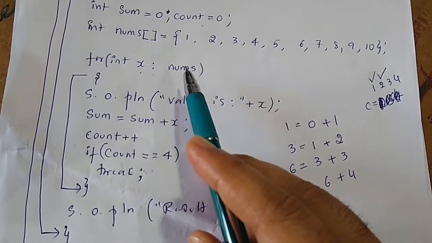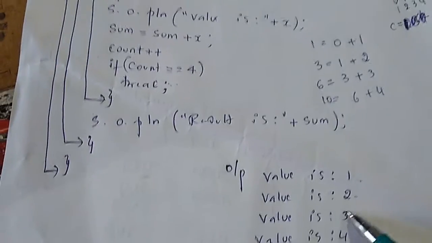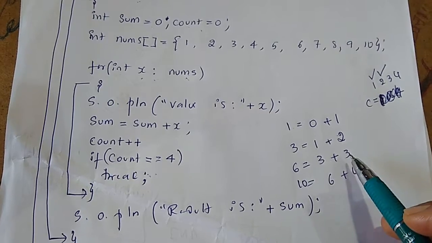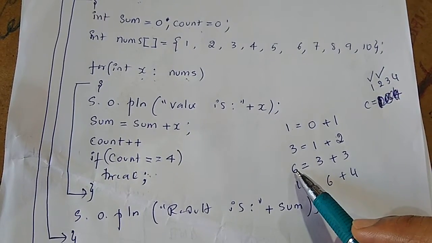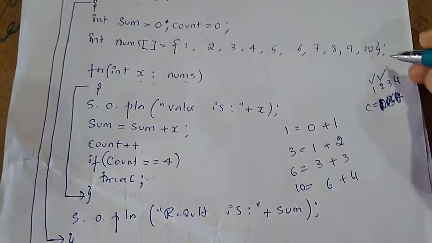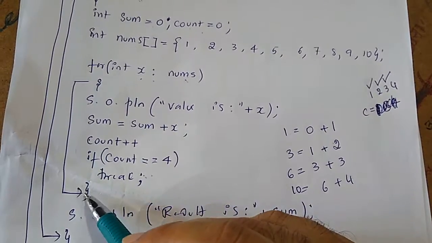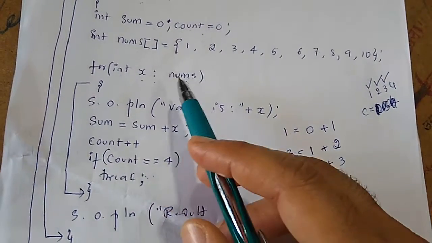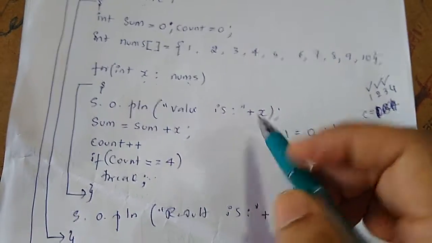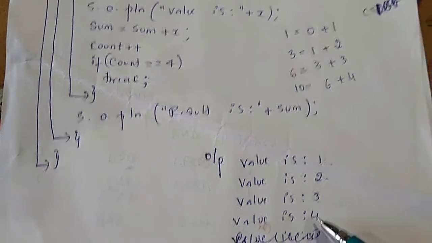It will go to the next iteration. In this iteration it will assign 3 to x, and that will be printed. Next it will calculate sum. The previous value of sum is 3, and the value of x is 3. 3 plus 3 is 6. Now the sum value is 6. Count will be incremented. The previous value of count is 2. Now it will become 3. Break will not be executed because this condition is false. It will go to the next iteration. Now we assign 4 to x. That will be printed. So the value is 4.